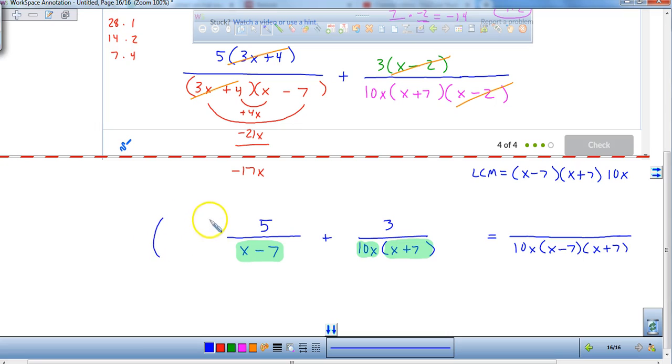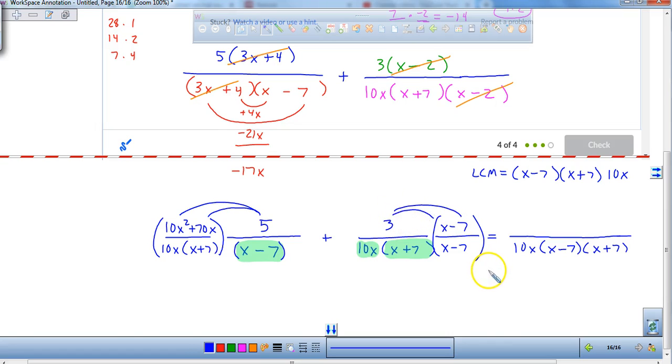Let's look over here. Let's think about what we need to multiply this by. It has an x minus 7. It needs a 10x and an x plus 7, which is 10x squared plus 70x. And we are going to multiply 5 to both of those. It's going to be some big numbers. Over here, we have a 10x. We have an x plus 7. But what do we need? We need this x minus 7. So I'm going to take this 3 and multiply that to both of the terms.